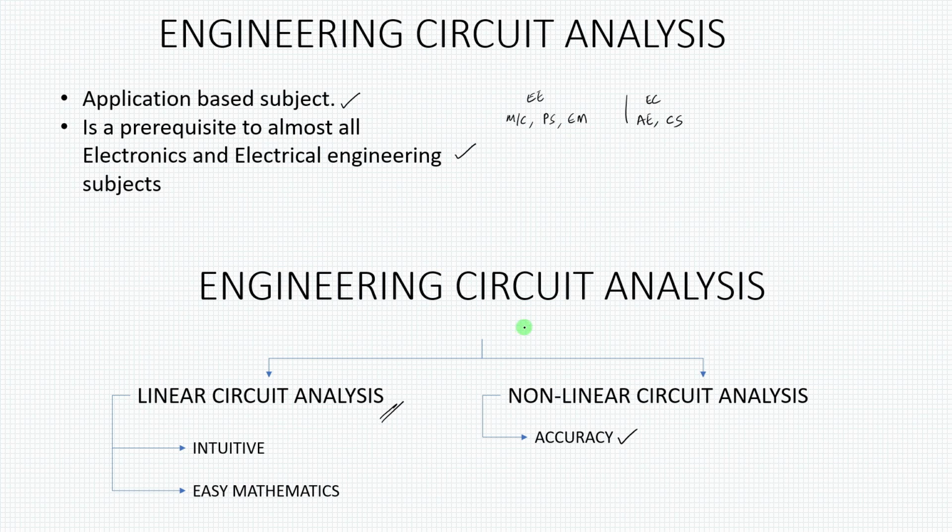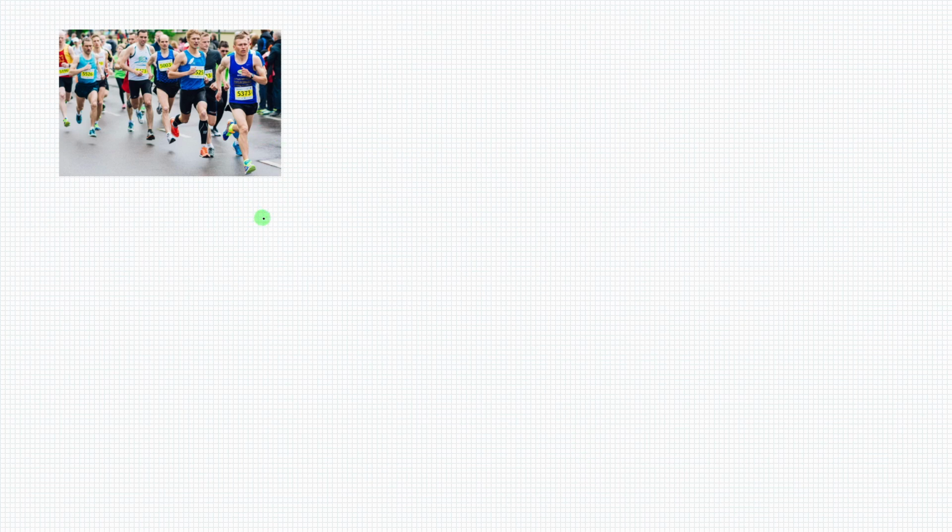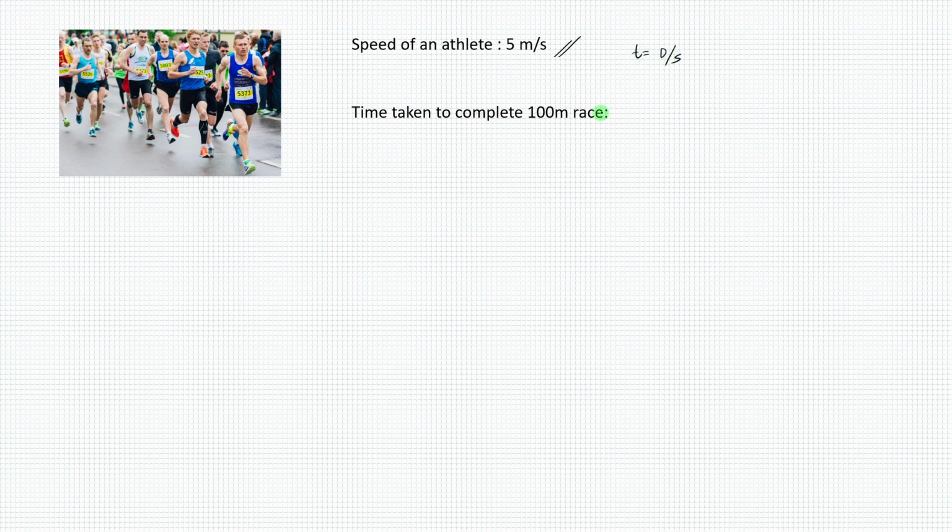Now, just to give a little bit of understanding about the importance of linear circuit analysis, let us take a simple example. Let us have an athlete here. An athlete has a speed of 5 meters per second. That is, he can run at a speed of say 5 meters per second. What will be the time taken to complete a 100-meter race? It's easy, right? You know that time taken is equal to distance by speed. It's a simple relationship. So to complete a 100-meter race, the time taken is 100 divided by 5. So it will be 20 seconds. The athlete will take 20 seconds to complete the race.